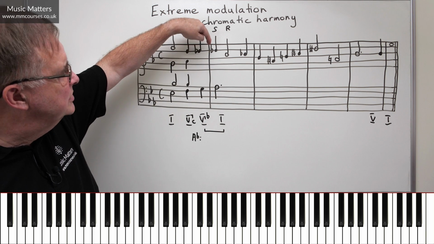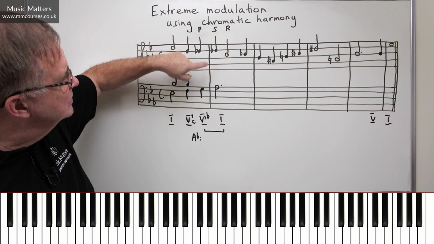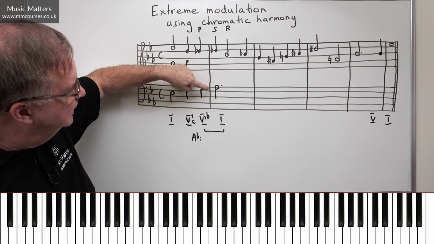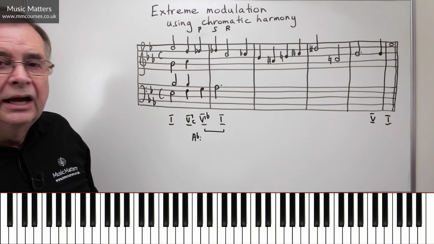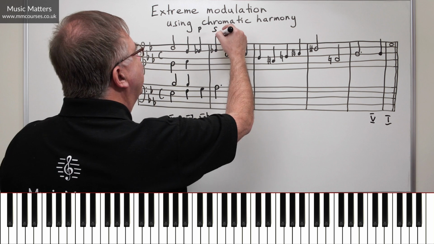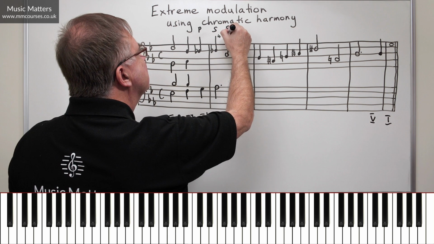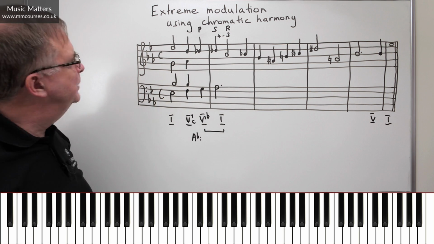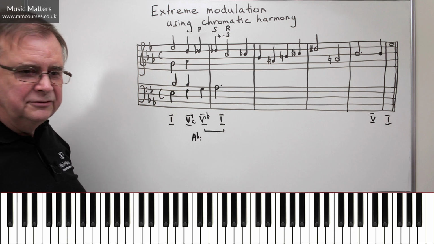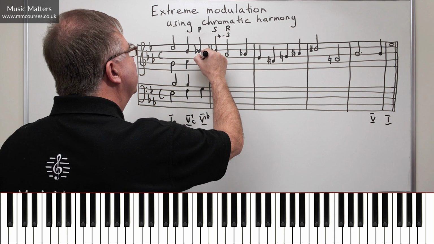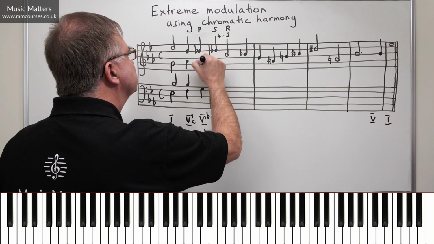And we would call this a 4/3 suspension because D flat is a 4th above the bass, C is a 3rd above the bass. So you describe S and R as a 4/3 suspension. Okay, let's fill in the other parts. Well, the alto could nicely progress up the scale there.